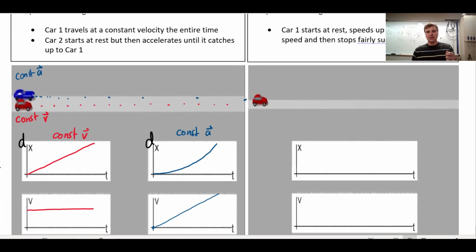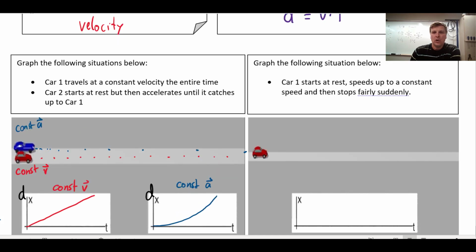It starts at rest, speeds up to a constant speed and cruises along for a while, and then stops, let's say, fairly suddenly. Not immediately, but pretty quickly compared to how it started. So you can think about what the oil drops would look like for this car. At first, the car's at rest, and so you can imagine the oil drops are clustered close together.